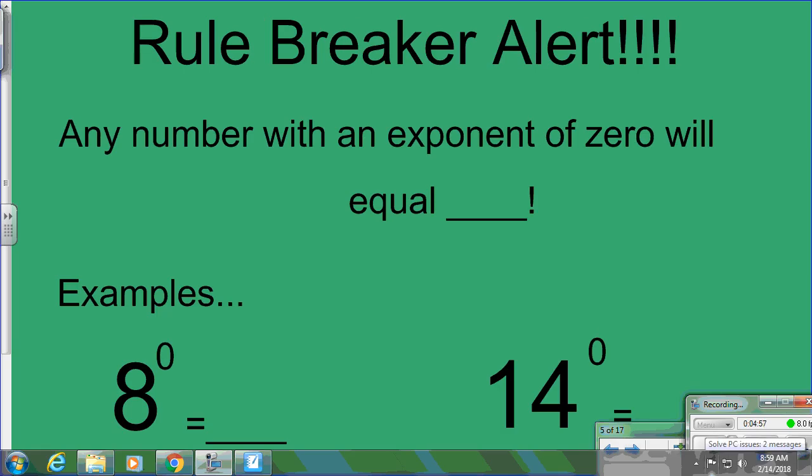Rule breaker alert. Any number with an exponent of 0 will equal 1. It is a rule breaker. Doesn't make sense. That's why it breaks the rules. 8 to the 0 power, 1. 14 to the 0 power, 1. 1 million to the 0 power, 1. Doesn't matter. It will be 1. It looks like a degree symbol, correct.